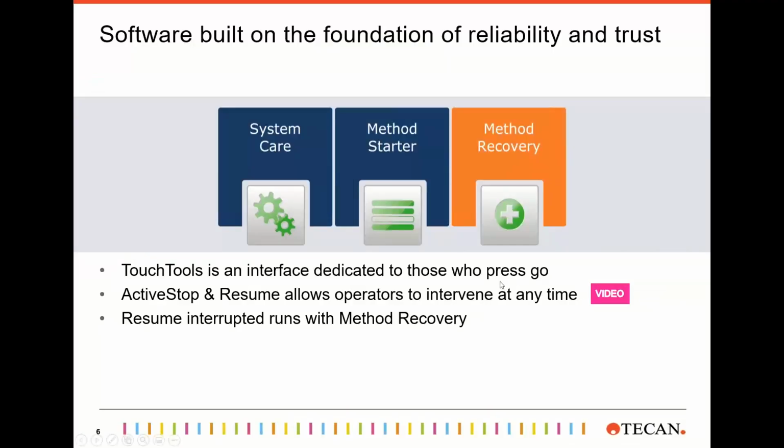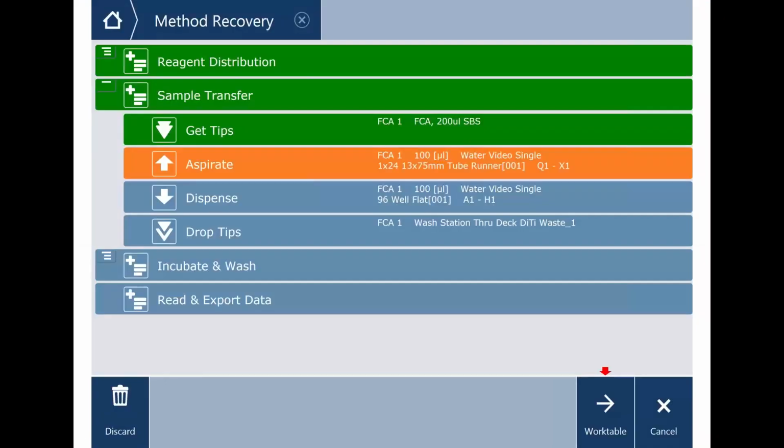Method recovery is also very easy. If you have a method that was aborted for whatever reason, or if you have in the meantime power cycled and then start up Fluent Control again, you can recover that method. If you have a method that needs recovering, TouchTools will show you that in orange, and you can press this to recover the method. I can just show you a few slides about the look of that.